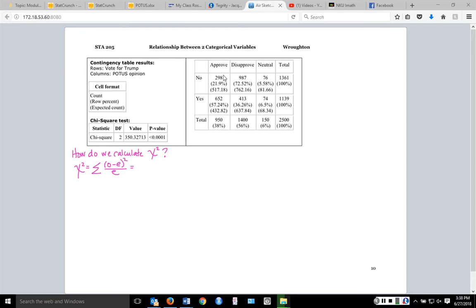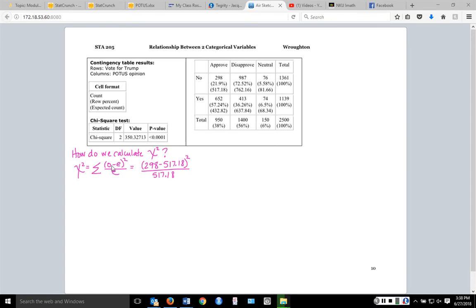So for this first one of the no approve, my observed count will be the 298. My expected count will be the 517.18. So when I write it out for that piece, it'll be 298 minus 517.18 squared over 517.18.